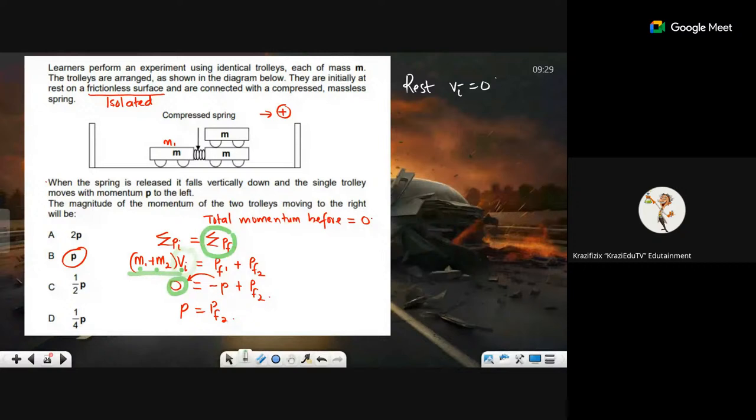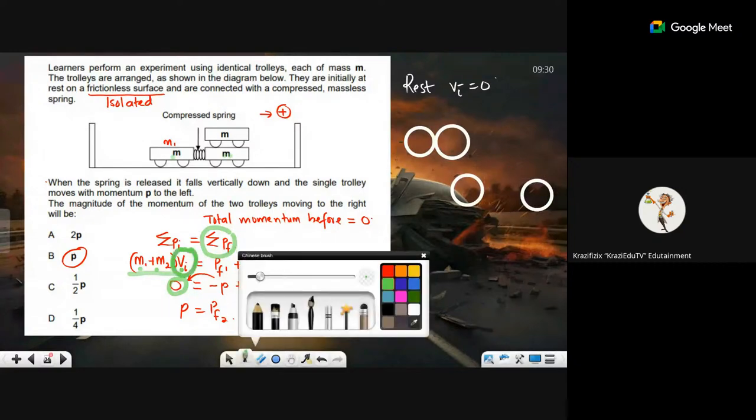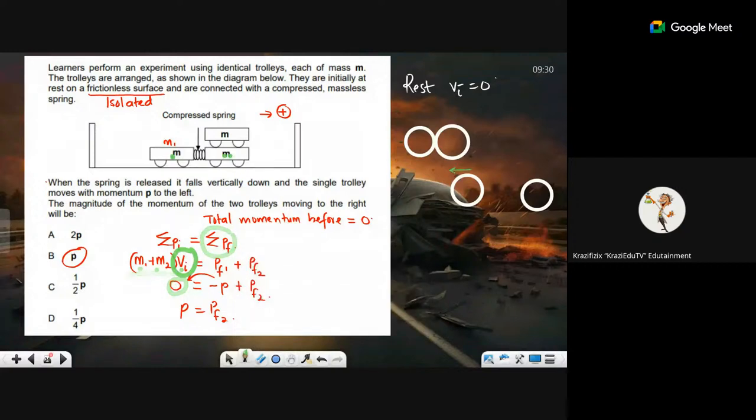So there are two objects, right? Remember, they were together before. And what are they now? Separate after, because we are told that this one moves to the left. This one moves where? To the right. That's why we came here and separated them. Final momentum of object one plus the final momentum of object two. Does that make sense to you? Yes, sir.